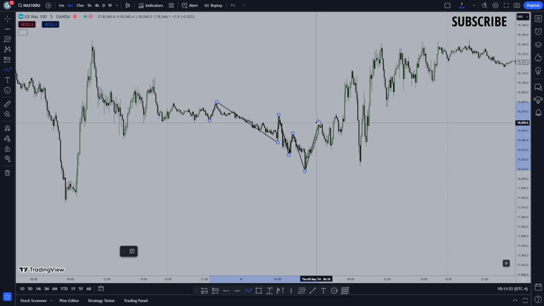So now if market gives a market structure shift over here, which we were waiting for, and then market goes down, and look at the time below. It's 7:25, and you should not trade Nasdaq at 7:25. You should trade Nasdaq after 10 o'clock or after 9:45 or something, or 11 o'clock. So now what happens?